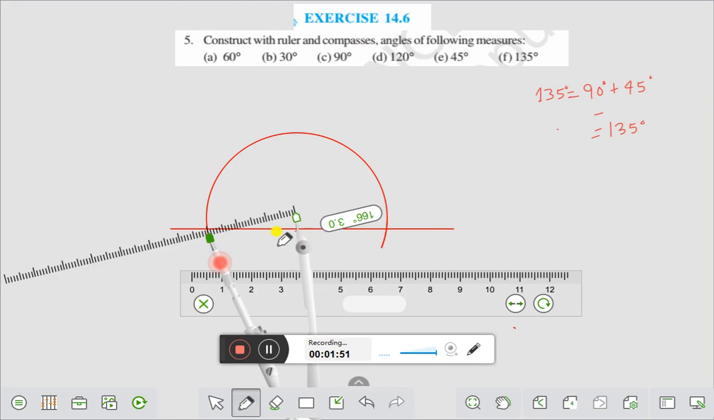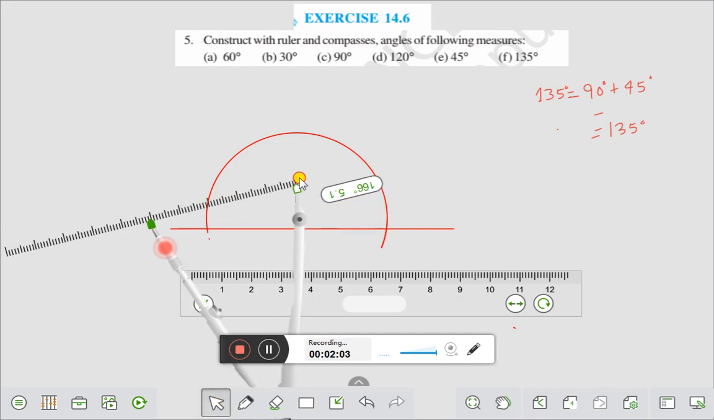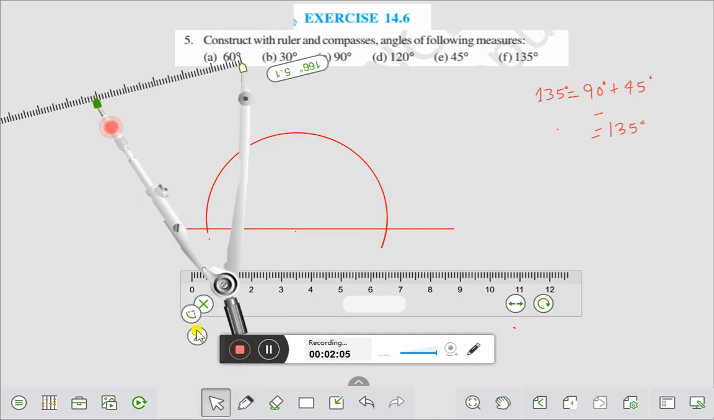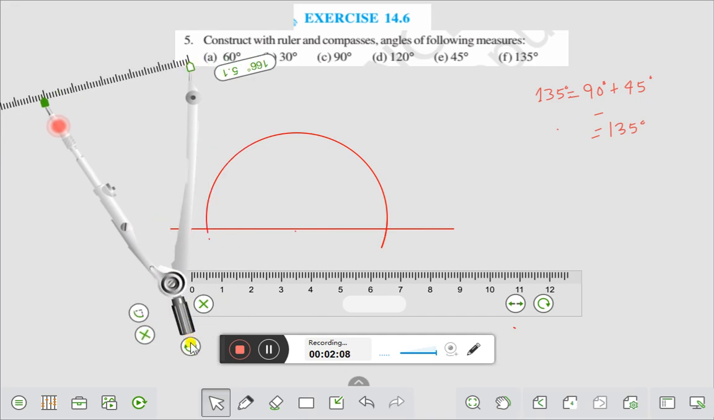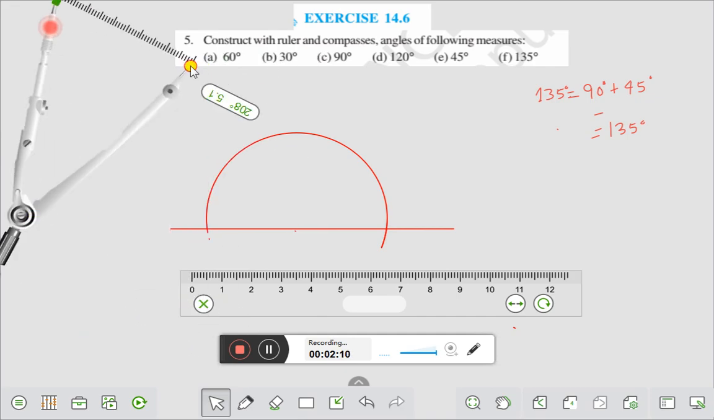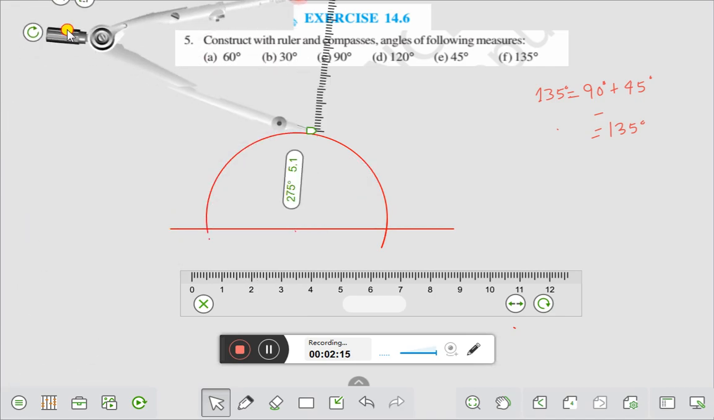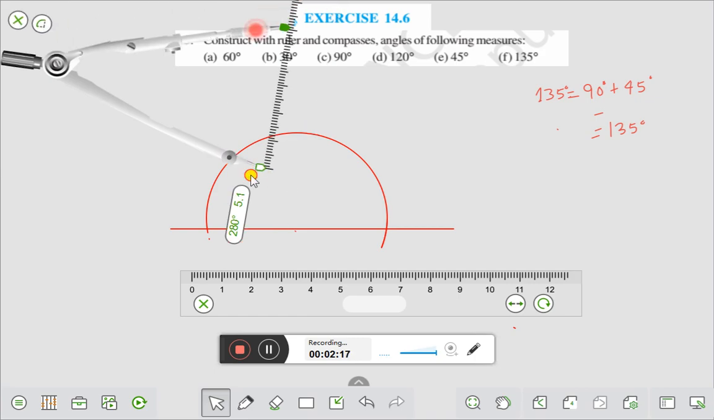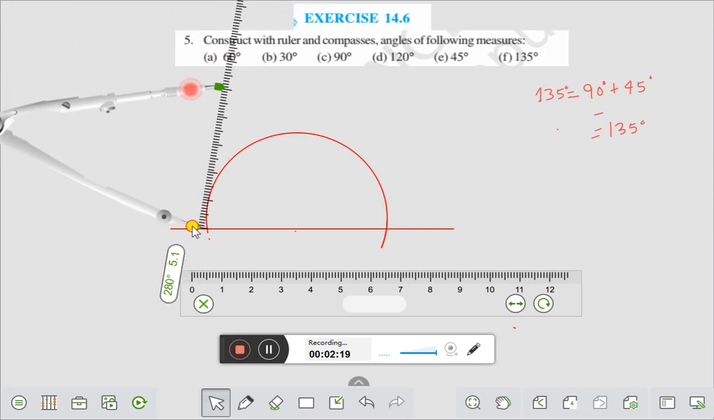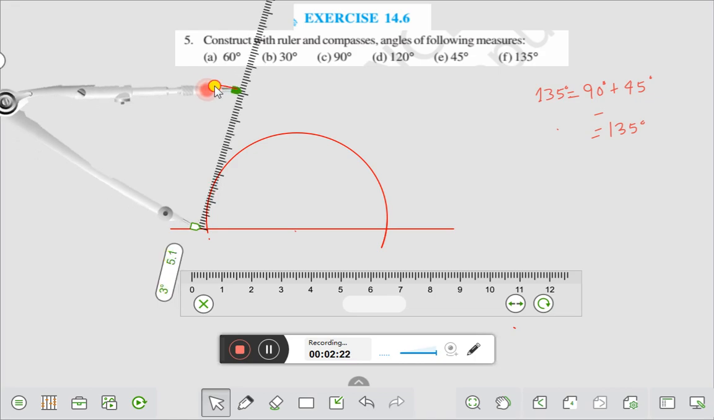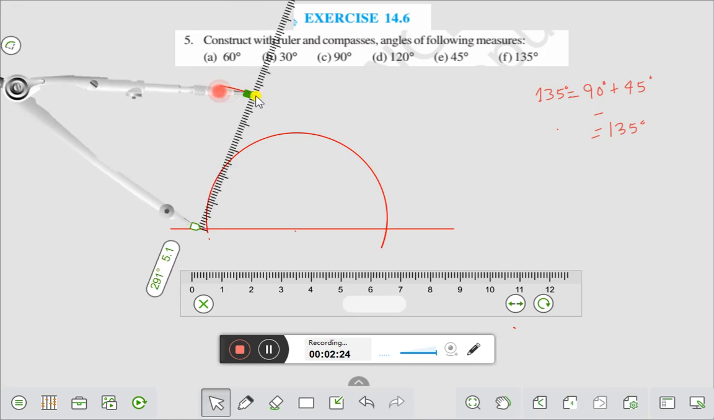Now you have to make 90 degree. Take a longer length, we increase the length. Now let us take this point here, take this point here and draw an arc. You have to increase this one.